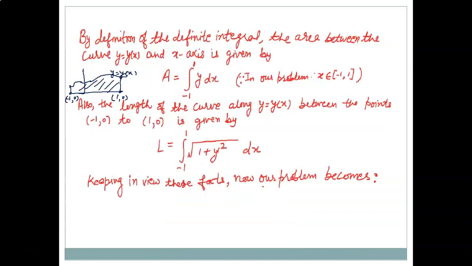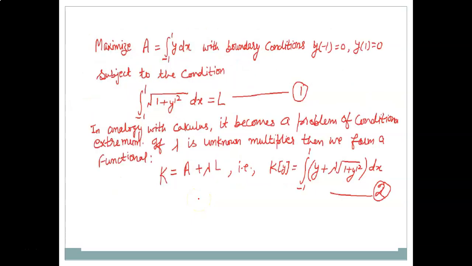So for this, the general formulation of the problem comes up to be this. By the definition of the definite integral, the area between the curve y equal to y(x) and the x-axis is given by this formula, integral from -1 to 1 of y dx. In our problem, x lies between -1 and 1. Also, the length of the curve y equal to y(x) between the two points (-1, 0) and (1, 0) is given by this formula. Keep in view these facts, now our problem becomes like this.